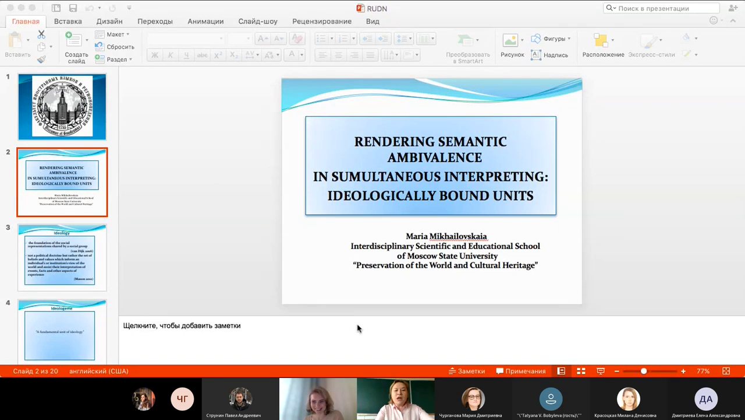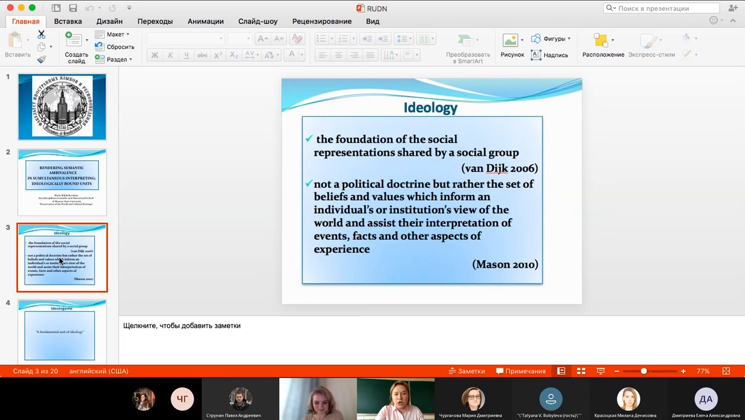Bravo. So today I'm going to talk about something really tricky. I'm going to talk about rendering semantic equivalence in simultaneous interpreting, and specifically I'm going to dwell on ideologically bound units. To be honest, ideology is far from being a widely discussed issue in interpreting studies. My intention is to explore the reasons why the notion of ideology and ideologically bound units in interpreting merit more attention and consideration. So let us be clear about some terms, and I would like to show you some definitions, and you can see them on my slide.